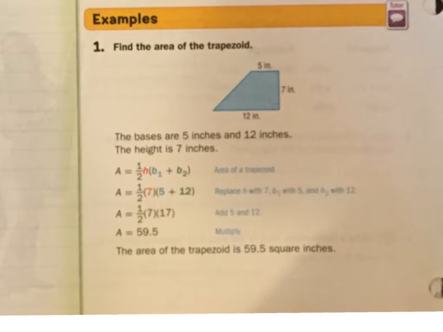So we have this trapezoid here, and we have a parallel line there, parallel line there. Those are my two bases, and then the line that forms the right angle is the height. So height, base 1, base 2. So I have all my numbers. I plug it in the formula, 1/2 times my height, which is 7, and then parentheses, my two bases. Put my bases together, it gets 17. So it's 1/2 times 7 times 17. I do that, it gets me 59.5 inches squared.